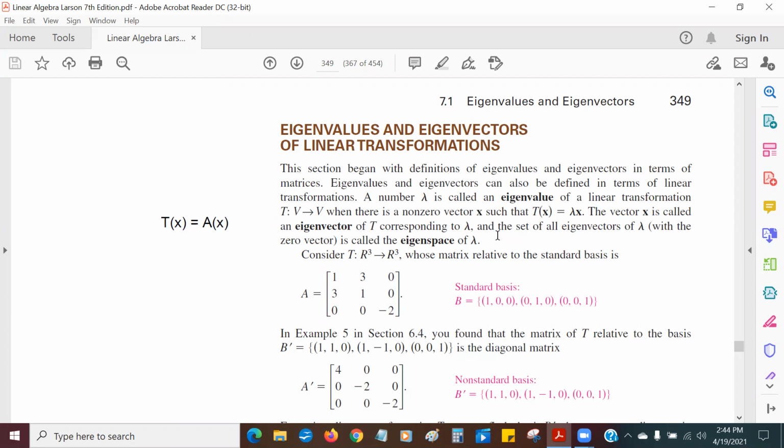Really, this is literally the exact same thing we've been doing before today. It's just that now I'm giving it a different name, or just showing how what we did with T of x equals Ax also applies if I just go straight and say T of x equals lambda x. Kind of the same thing.